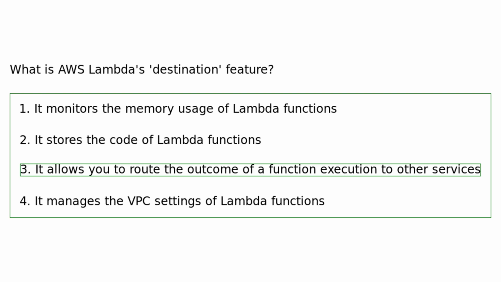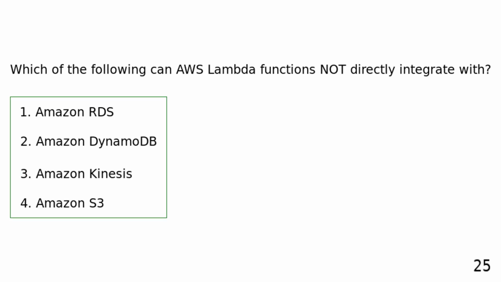AWS Lambda's destination feature allows you to send the outcome of a function execution to other AWS services, such as SNS, SQS, Lambda, or EventBridge. Which of the following can AWS Lambda functions not directly integrate with? Amazon RDS, Amazon DynamoDB, Amazon Kinesis, Amazon S3.